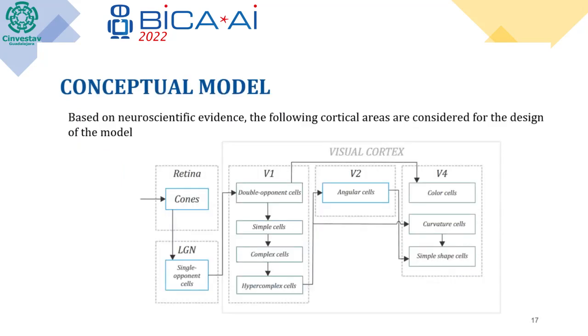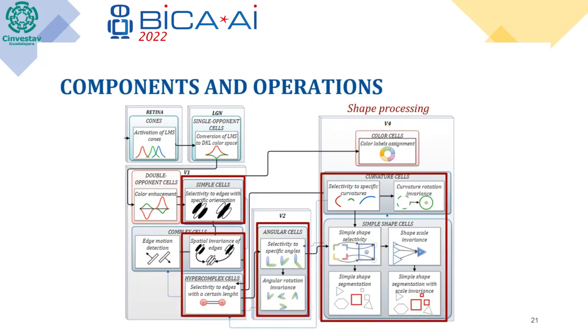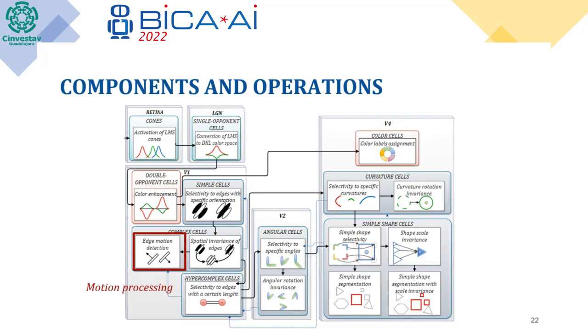First, based on neuroscientific evidence, we designed this conceptual model where we see the components that correspond to the visual areas, and the subcomponents correspond to the type of cells, the type of neurons in those areas. Then we have the execution diagram with the functions. The aspects of vision that this model covers are the transduction, the color processing, the shape processing, and the early stage of the motion processing.